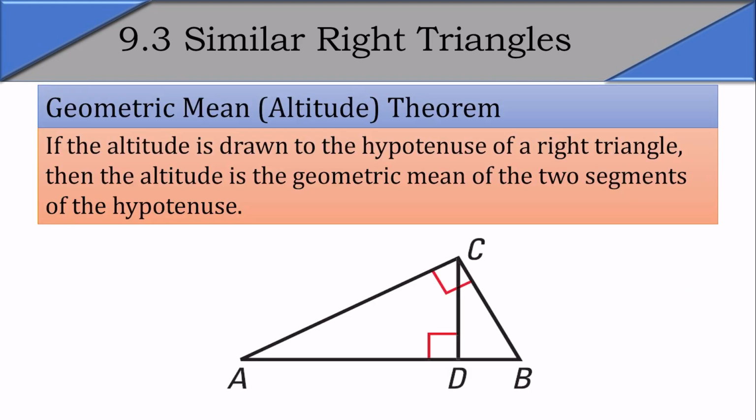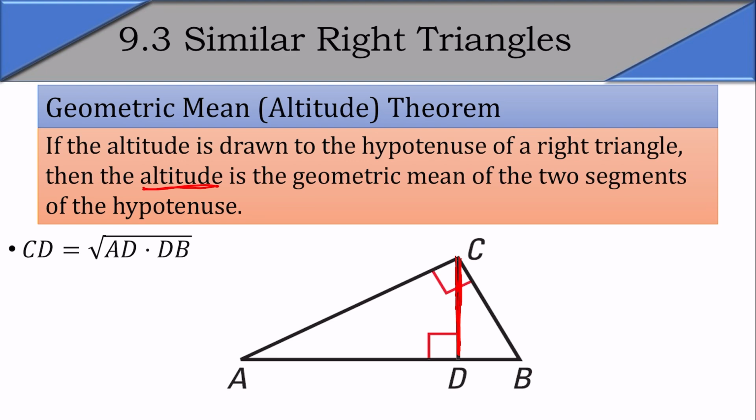Our first shortcut theorem is the geometric mean altitude theorem. It says if the altitude is drawn to the hypotenuse of a right triangle, then the altitude, which is the center line from the right angle perpendicular to the hypotenuse, is the geometric mean of the two segments of the hypotenuse. So in other words, CD is the square root of AD times DB.